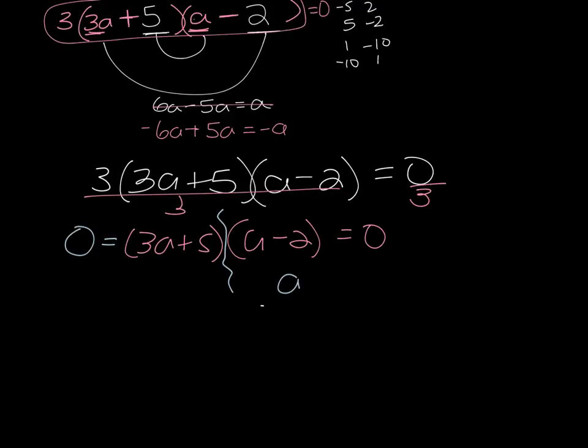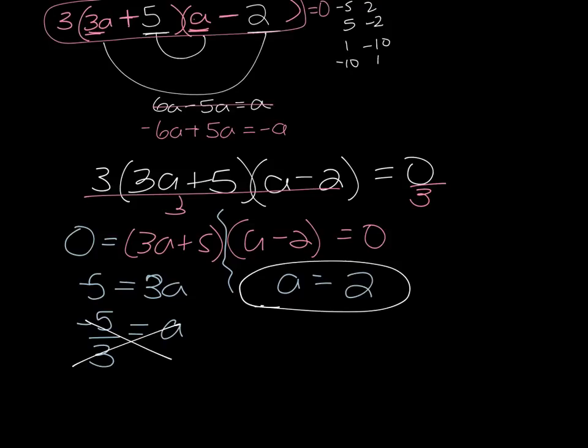So the right side, add the 2, and I get a equals 2. The left side, 3a would equal negative 5, and a would equal negative 5/3. But we're dealing with side lengths here, right? Which tells you what? Has to be positive. I rule out the negative 5/3 and I keep the positive 2.